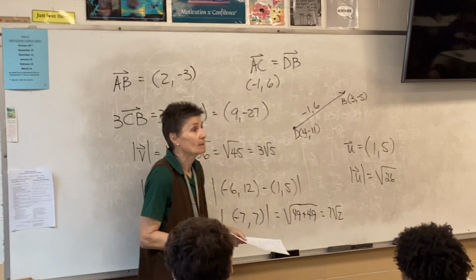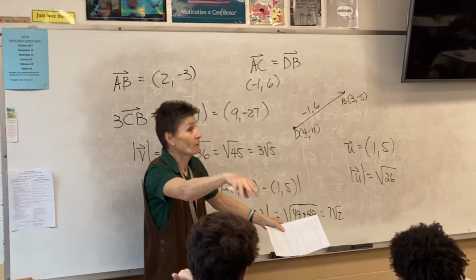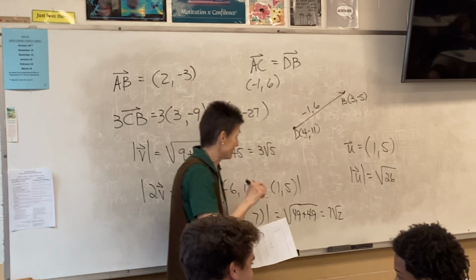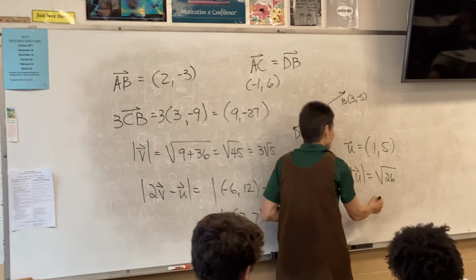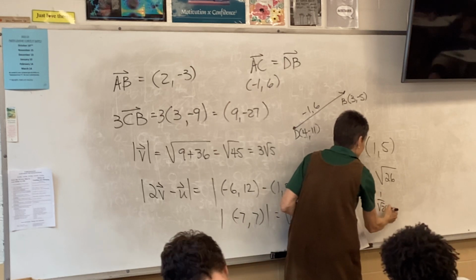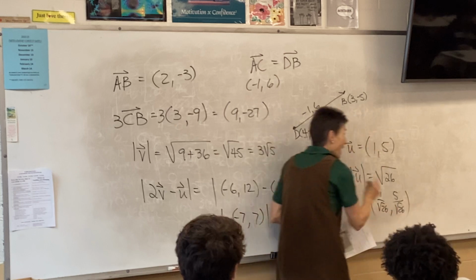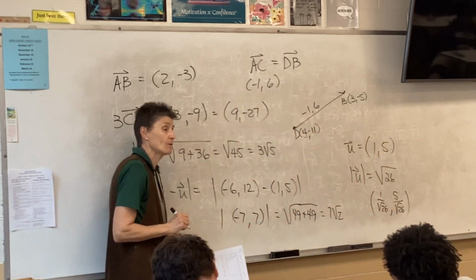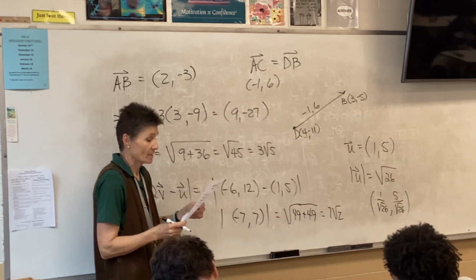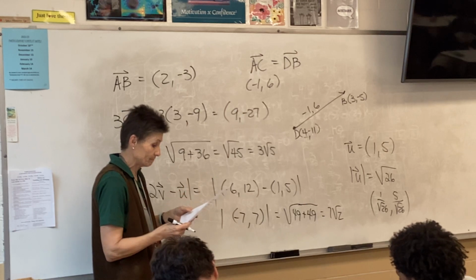Lucy? Couldn't hear you because they were blabbing. I divide by the magnitude. So I simply take 1 and divide it by root 26, and 5 and divide it by root 26. I don't care if you rationalize that or not, it's fine if you leave it like that. If you want to rationalize it, go ahead.